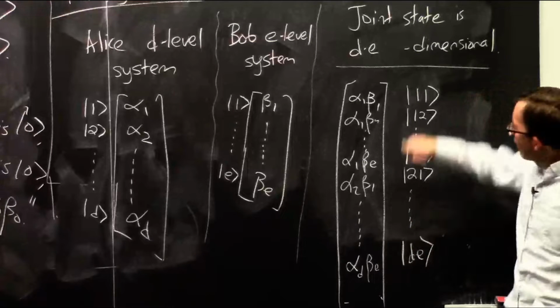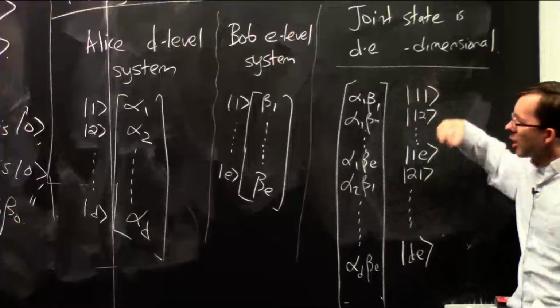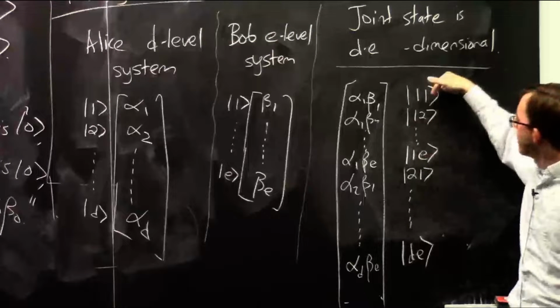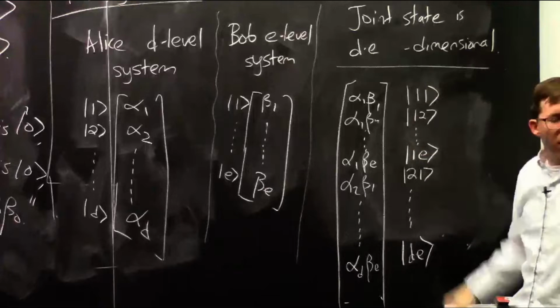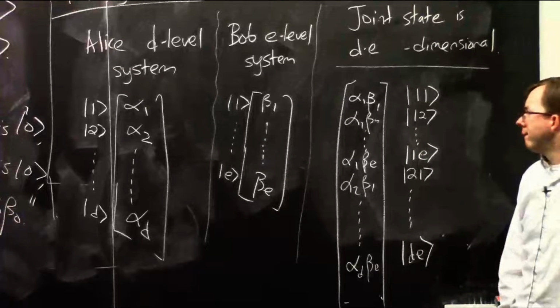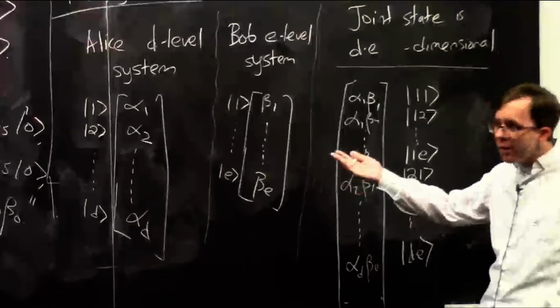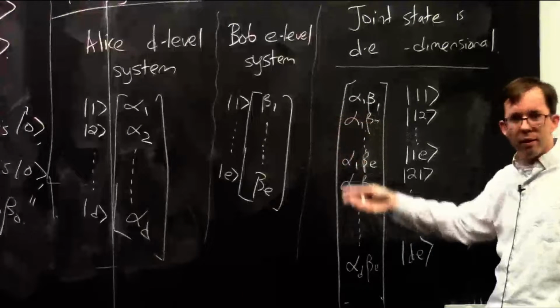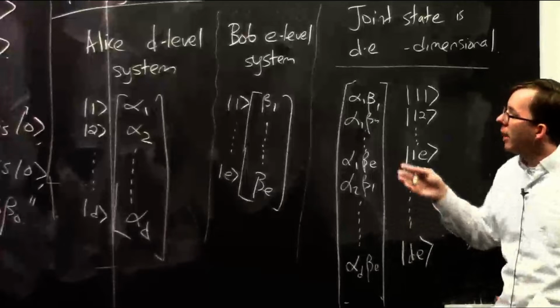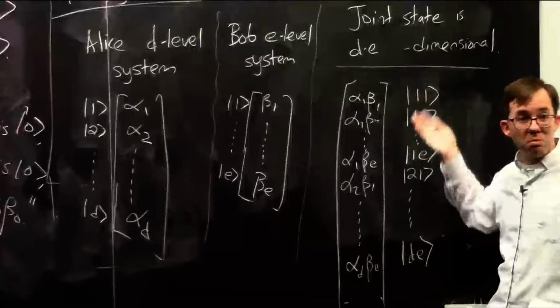Okay? And again, the first position indicates the basic state for Alice's system, and the second position indicates the basic state for Bob's system. So if Alice has a q-trit somehow and Bob has a q-bit, then their joint system has dimension 3 times 2, which is 6.